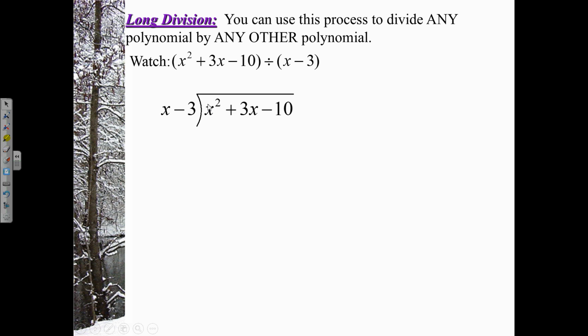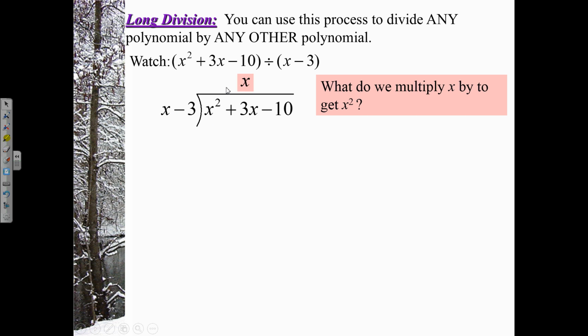You set up your little bar, you put this in the inside, and you put this one on the outside. When you do long division, you ask yourself, what times x makes x squared? What do you multiply by x to make x squared? So in that case, the answer would be x. You can place this x anywhere on the top. I like to try to line up the matching terms, like how this is an x and this is an x, but that's optional.